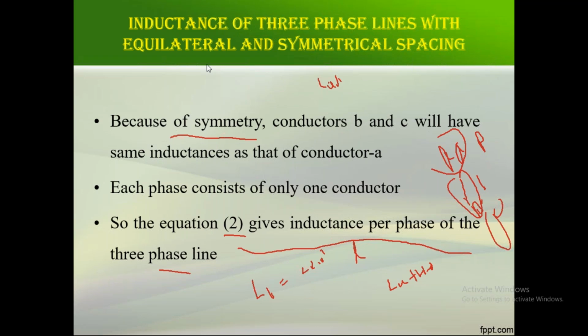So this is the inductance of a three-phase line with equilateral and symmetrical spacing. See, all derivations are very simple. Simple means, if you understand the concept, how we can calculate the flux linkage of a particular conductor, how we can calculate GMD, how we can calculate GMR, what is the equation.